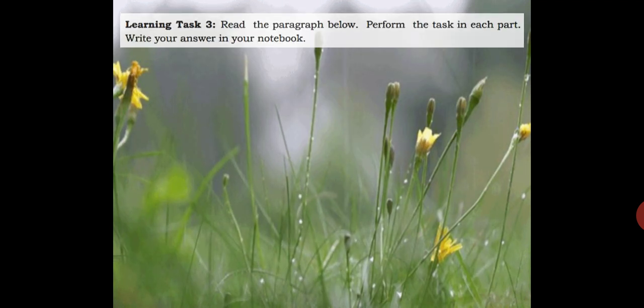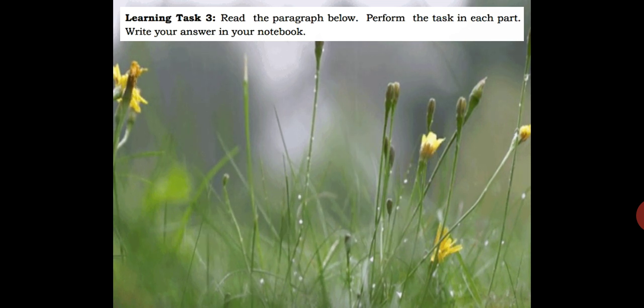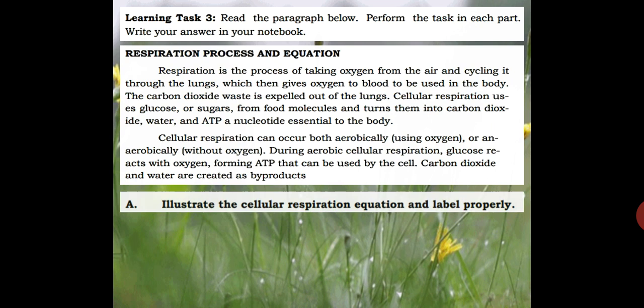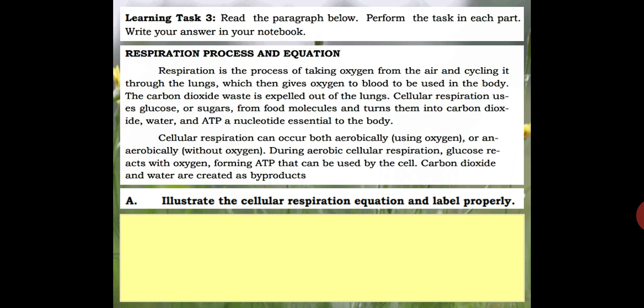Next, learning task number 3, read the paragraph. This is about the part on respiration, its process and equation. So you're going to read this part. Actually, the parts that were discussed earlier are the ones in the learning task. And then, again, illustrate the cellular respiration equation and label properly.